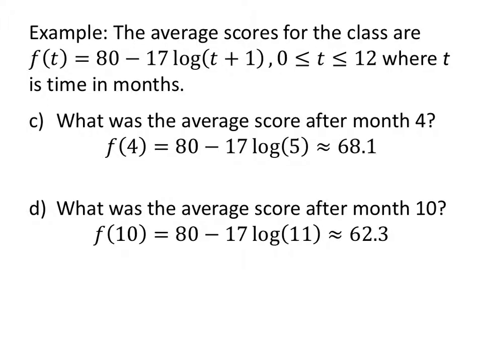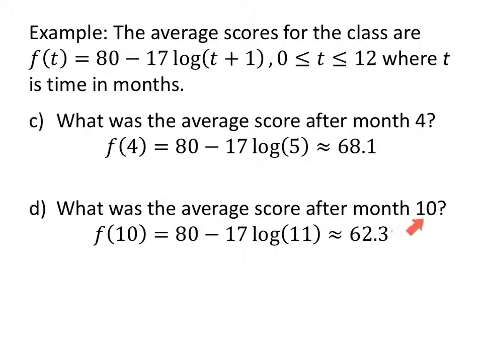What was the average score after 4 months? After 4 months, I'm putting 4 in for t. 4 plus 1 is 5. I type this into my calculator exactly like this using the LOG button. I must use the LOG button, not the LN button, because they are different functions, different bases. 80 minus 17 log of 5 in my calculator, that's about 68.1.